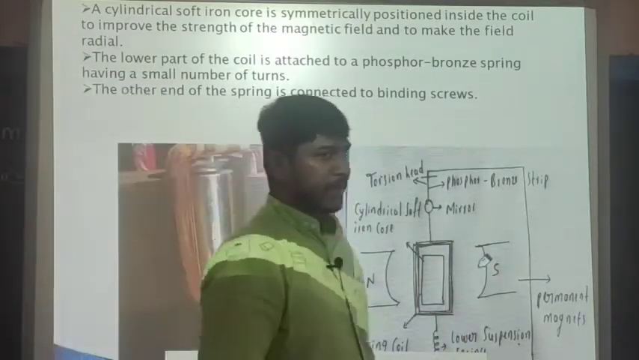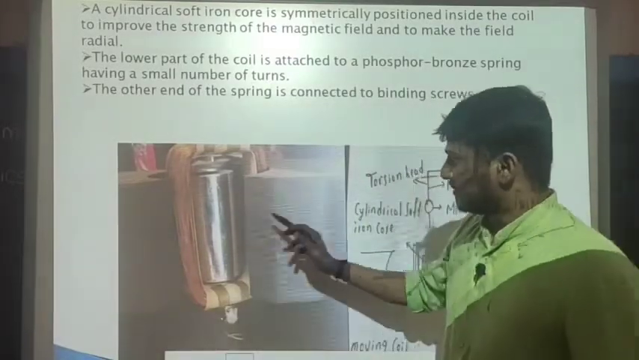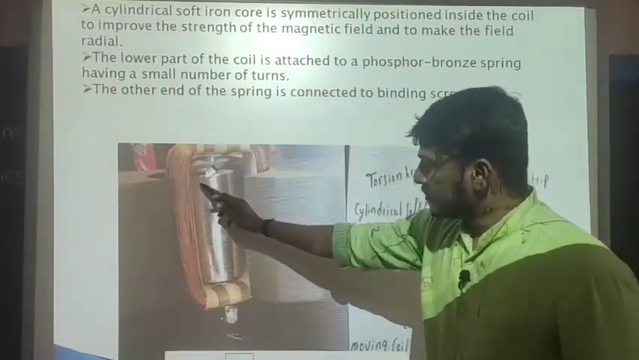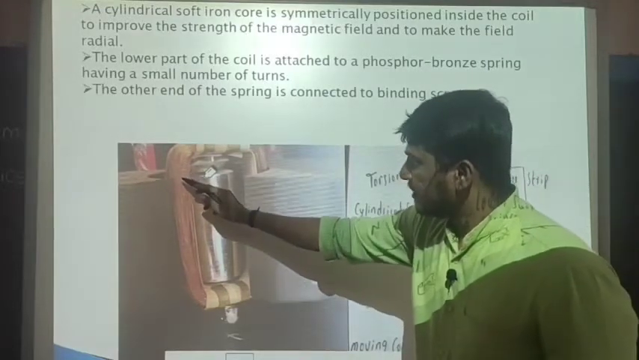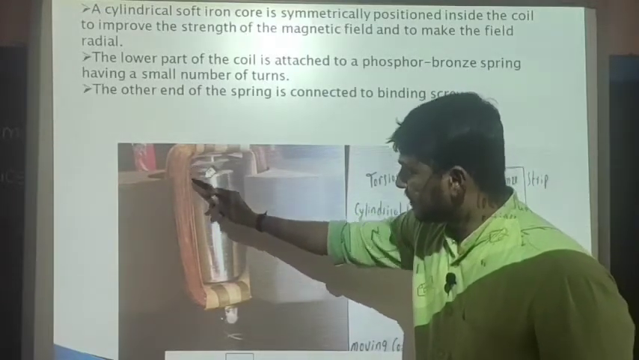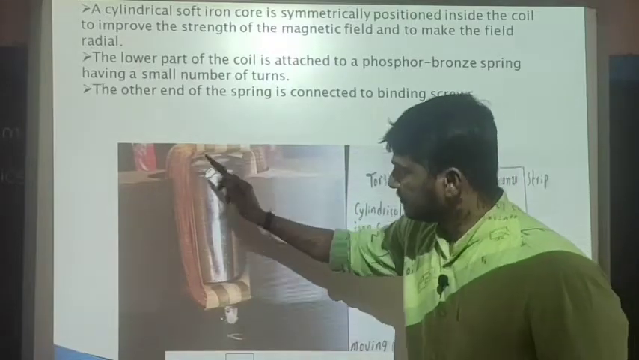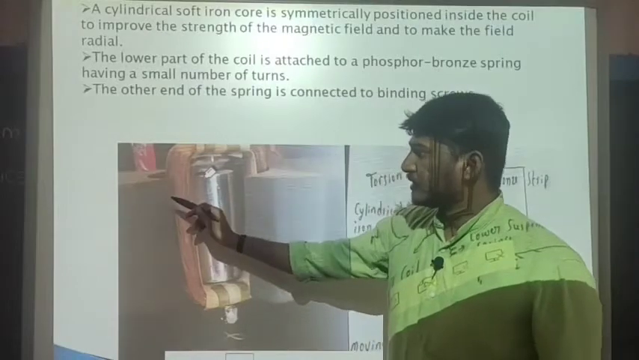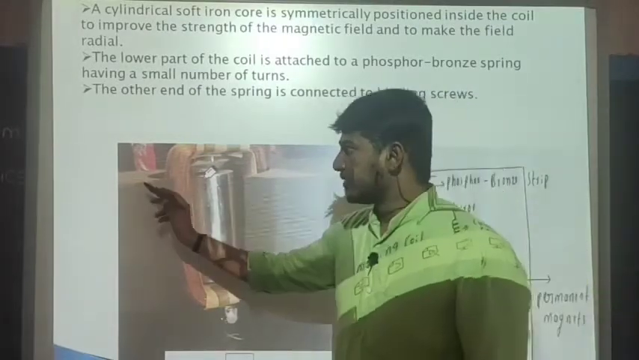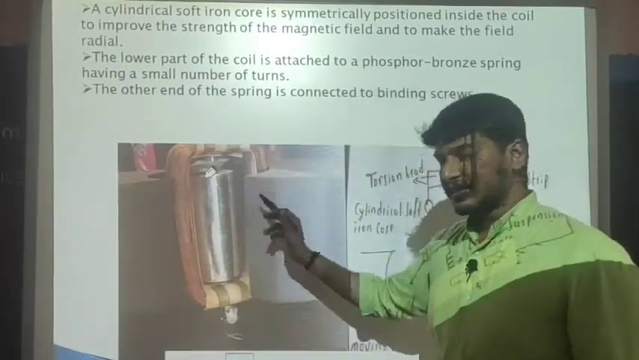Here you can see that in an actual ballistic galvanometer, this is the soft cylindrical iron core which is placed between the copper coil. It is placed because it increases the radial magnetic field strength.